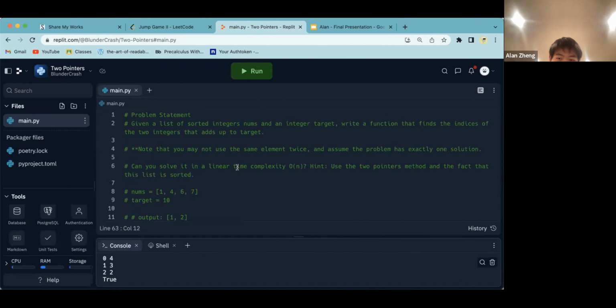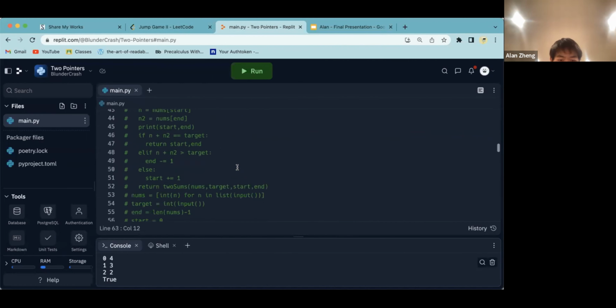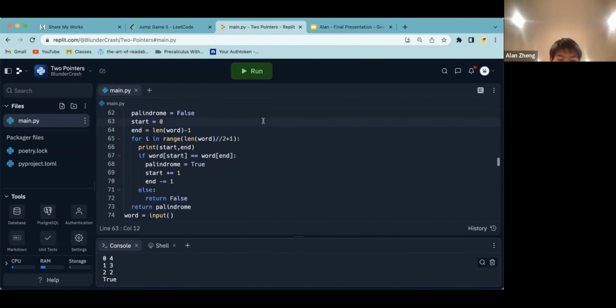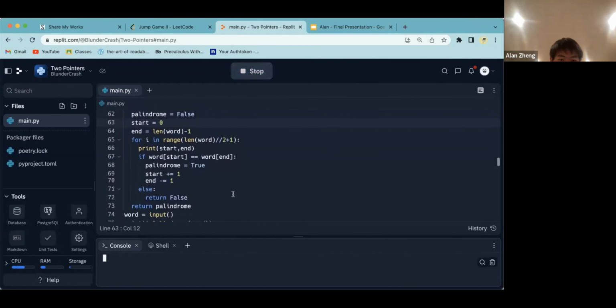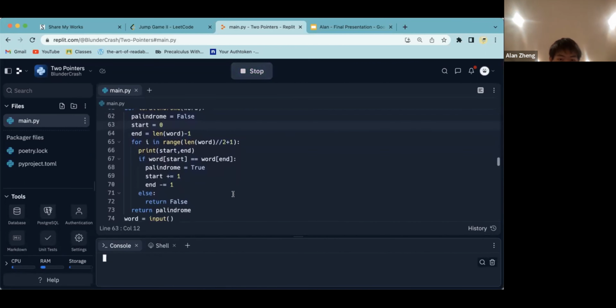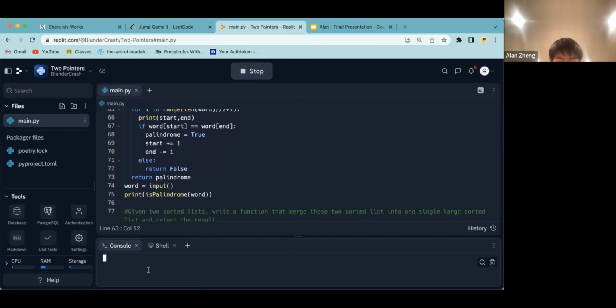During class, we did many examples of how two pointers could be utilized. One of them was the palindrome example, and basically it'll go through the word and find if the word is symmetrical. So for example, if I input wow, since it's symmetrical, it would return true. But if I input hello, since it's not symmetrical, it'll return false.